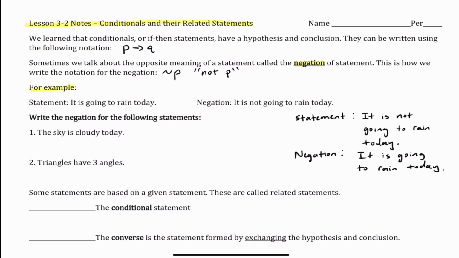Let's go ahead and do some more examples. Write the negation for the following statements. Number 1, the sky is cloudy today. So I will say the sky is not cloudy today. Number 2, triangles have 3 angles. So let's go ahead and negate number 2. I would say triangles do not have 3 angles.